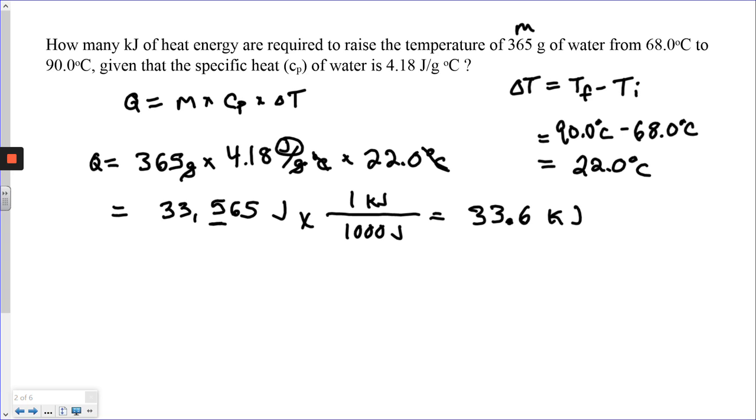The other way I could have done this is by taking our number 33,565 and just remembering how we did unit metric conversions earlier in the year with King Henry doesn't usually drink chocolate milk. And if we're starting with units of joules, that's going to be a base unit. And if I want to get to kilojoules, I need to slide my decimal 1, 2, 3 places to the left. And when I take this decimal and slide it 3 places to the left, we get 33.565, which is how we rounded to get 33.6 kilojoules.